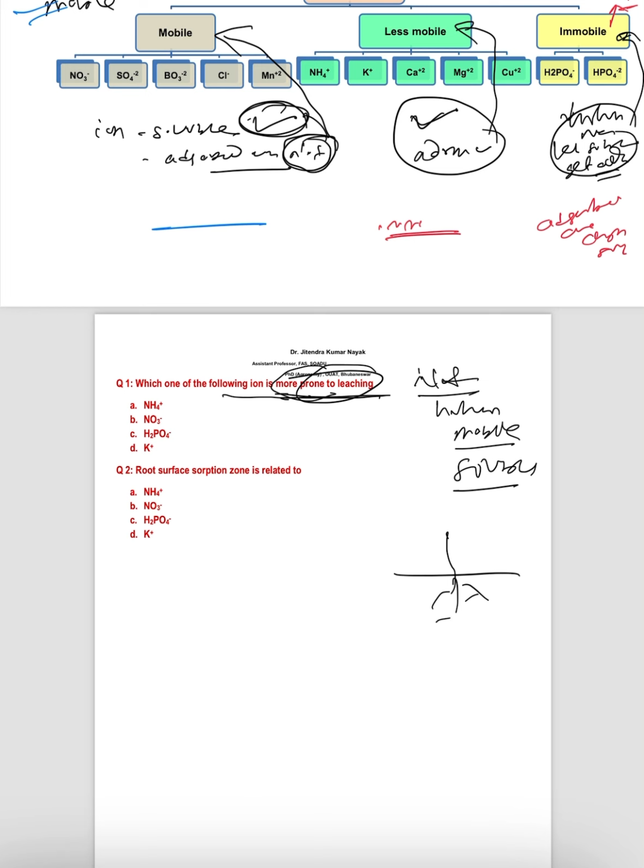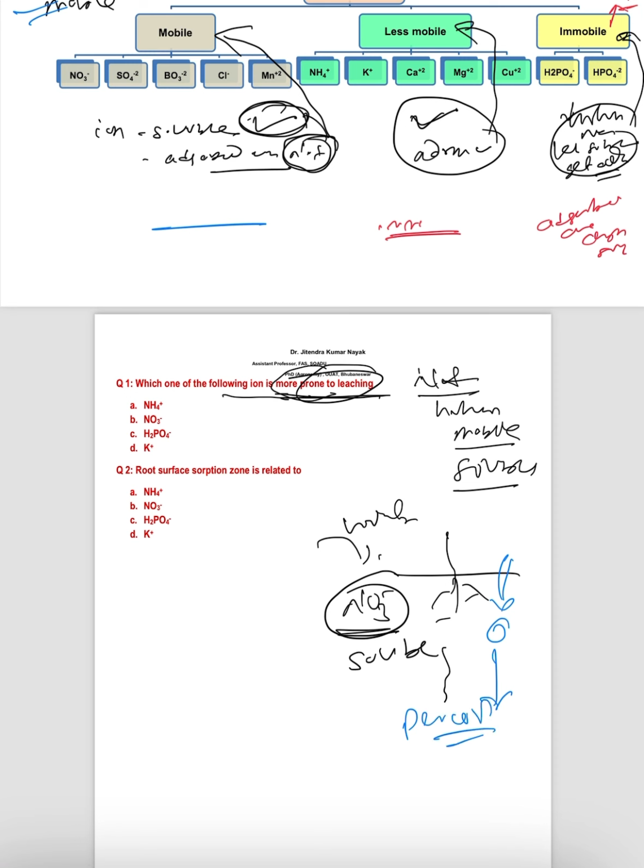Suppose this is the plant and you are applying water, and here the nutrients are present. Which nutrient is soluble in nature? Along with the percolation of water, as you know, whenever we go for irrigation, some of the water will go downward by the process of percolation. So most of the nutrients which are soluble in nature will also move downward along with the water. This is called leaching inside the soil.